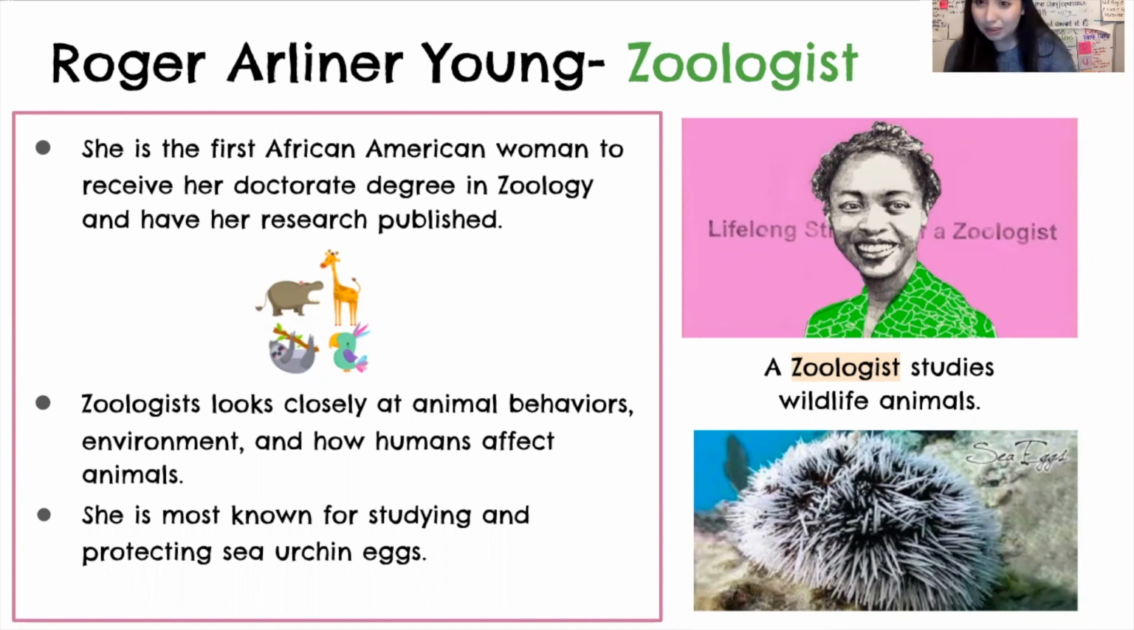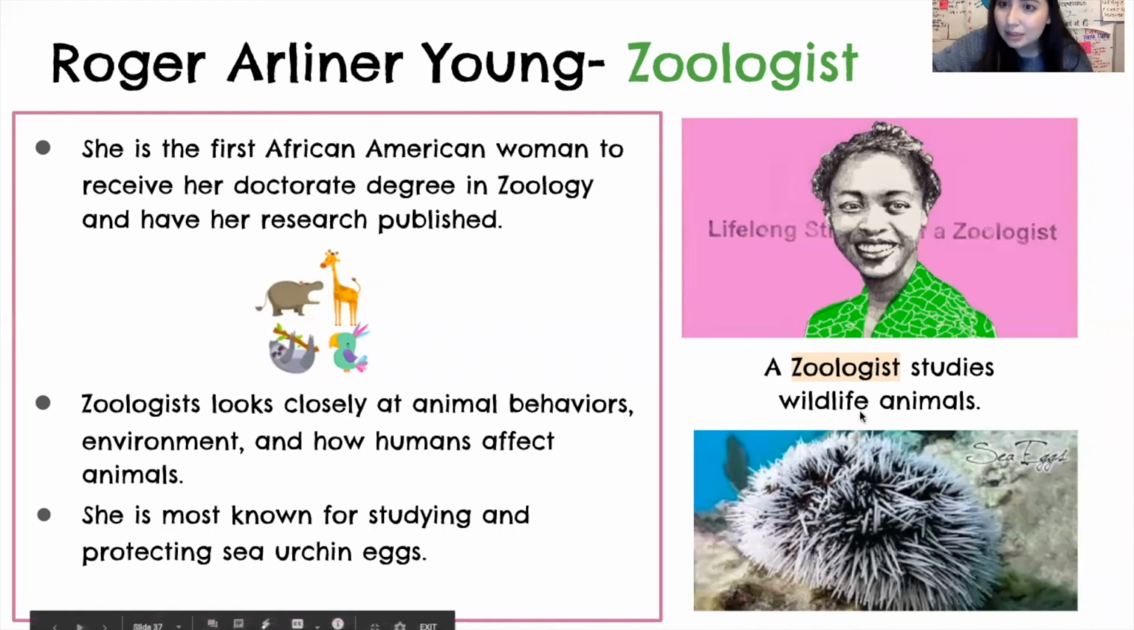So if you've never seen a sea urchin before, I've put a picture of one here. And this is a sea urchin egg. And she wants to protect, or in the past, she used to protect sea urchin eggs so that they weren't harmed and that they could grow on to be larger sea urchins. So Roger Arliner Young is such an amazing scientist, and I wanted to share all her work that she does with animals with you all.